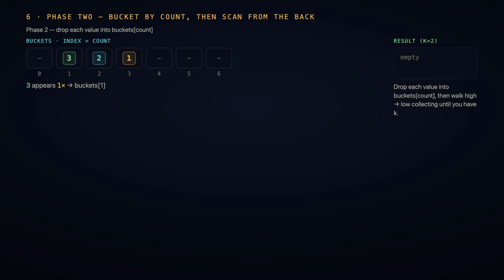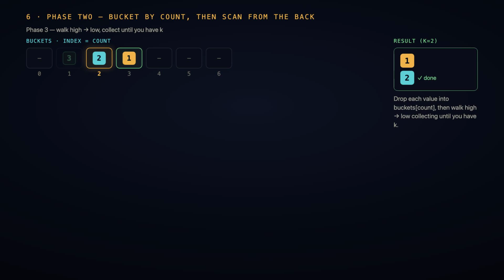Now read the buckets from the high count end backwards. Start at the top index and walk down. Collect 1 from bucket 3, that's our first answer. Collect 2 from bucket 2, that's our second. We have k equals 2 values, so we stop. The rest of the buckets never even get touched. The answer is 1 and 2.